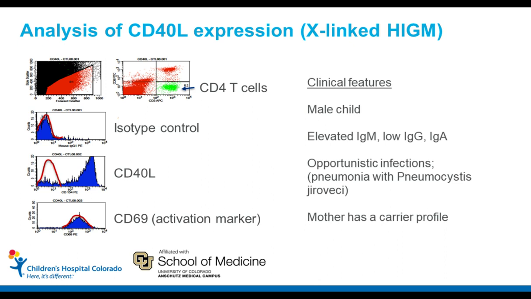As this is an X-linked disorder, it's important to also analyze the mother's sample. As shown in green, the mother has two peaks: one that is defective, with no expression of CD40 ligand, corresponding to the patient, and one that is normal, corresponding to the healthy control sample. And this is an important piece of information.